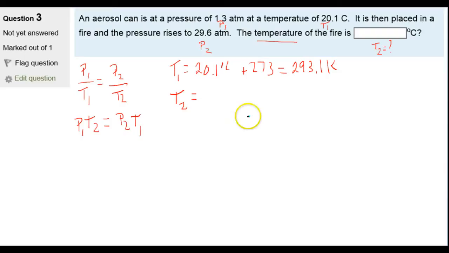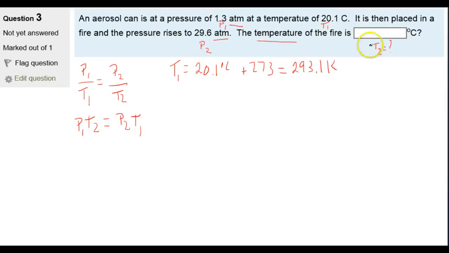With T2, oh, never mind. Looks like that's what we're trying to find. We're trying to solve for T2. I apologize. So now we've got our temperature unit in Kelvin, and we need to make sure that the pressure units are the same. We've got atmospheres here, and we've got atmospheres here. They appear to be the same. So now we can go ahead and work with this formula.